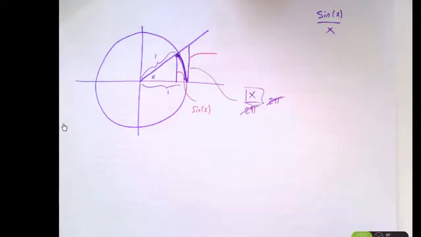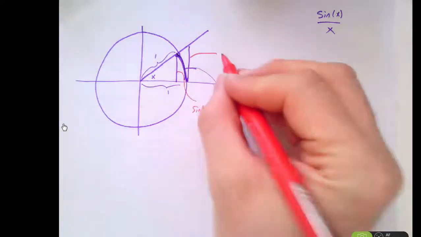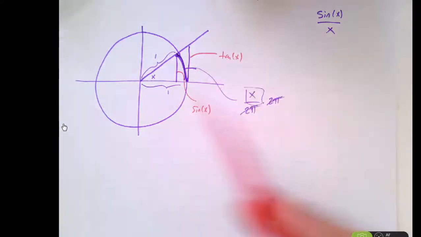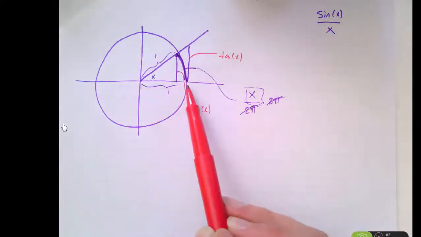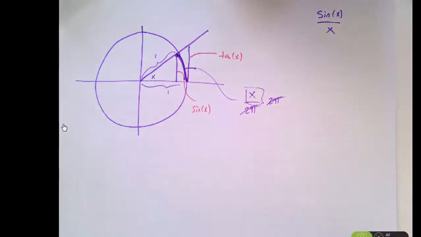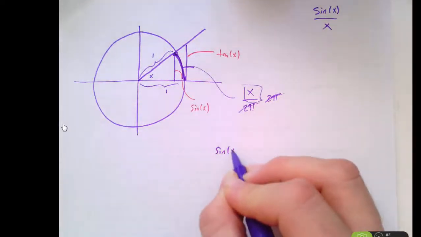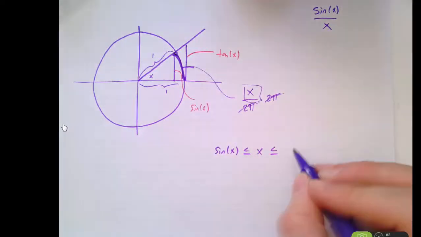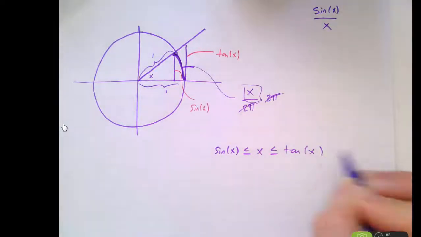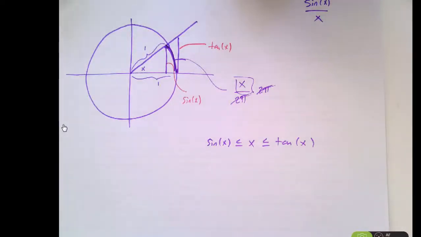The length of this guy here should be tangent x. The reason why is tan x gives us this side divided by that side, but this side is the radius, which is just 1. All right, so this will let us write an inequality that we know is true based on the geometry of this situation. I know that sine x must be less than or equal to x must be less than or equal to tangent x.